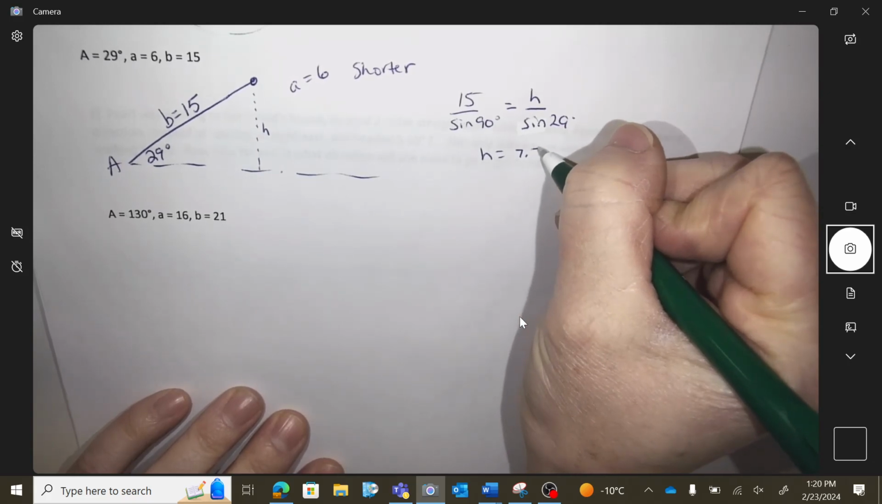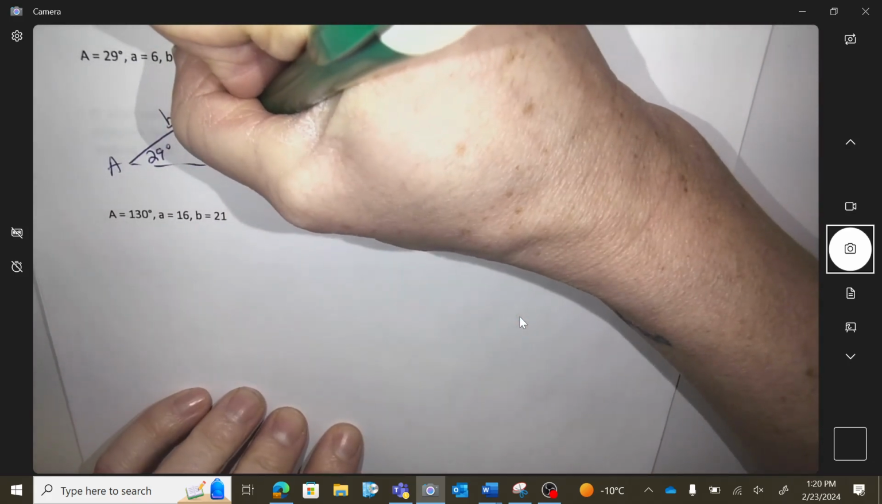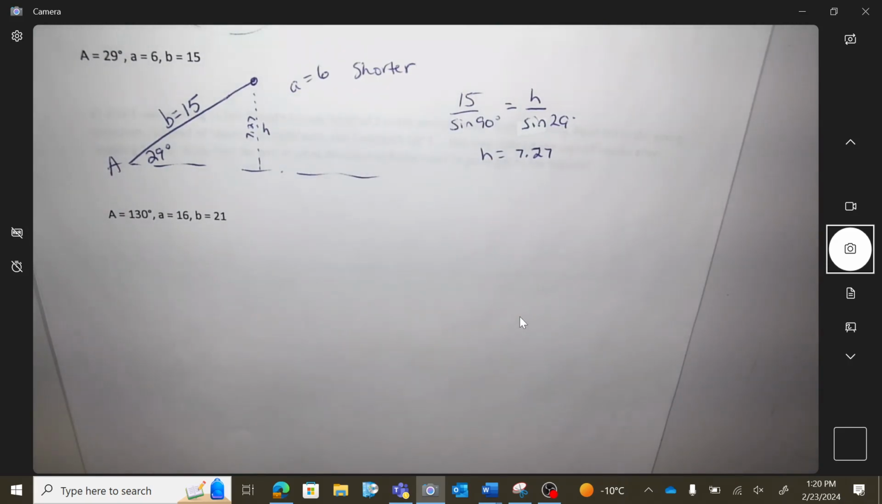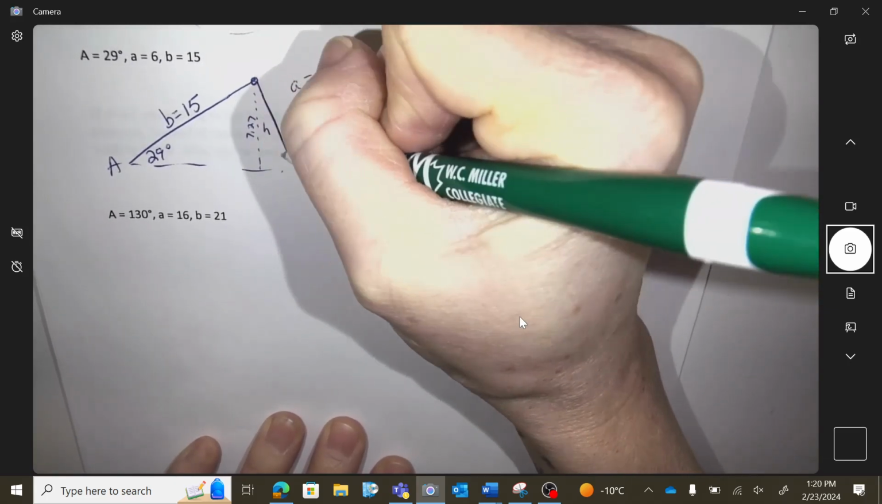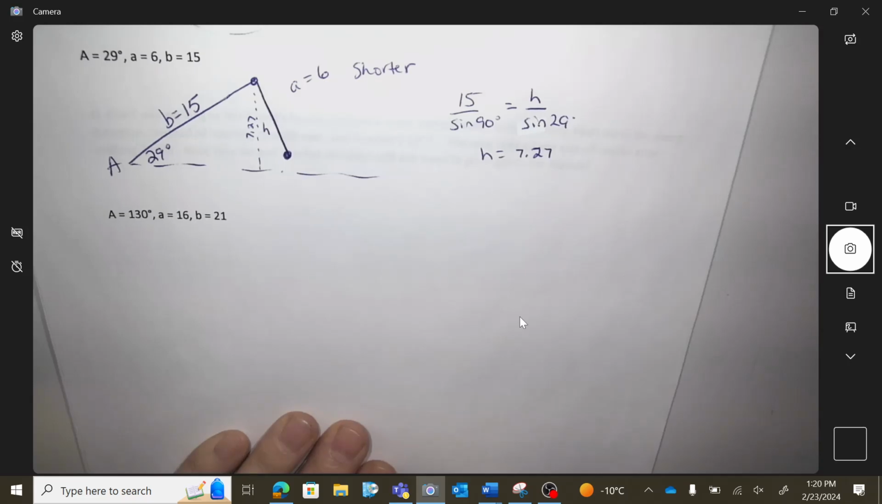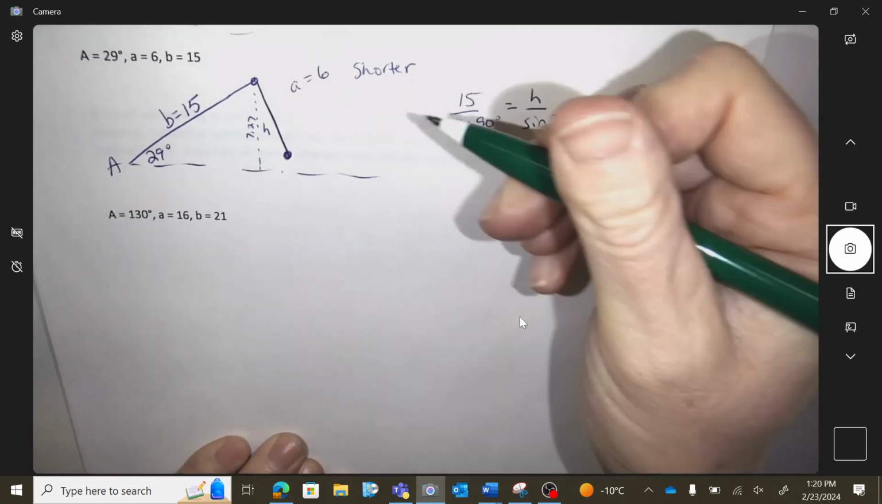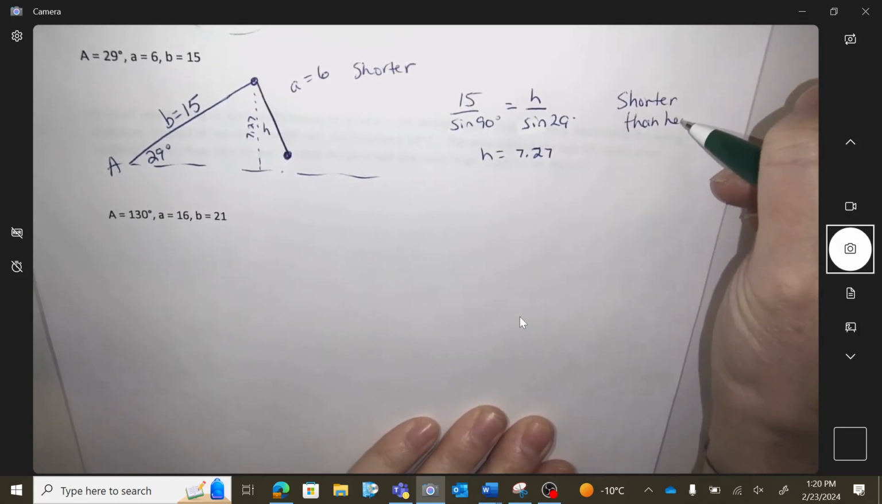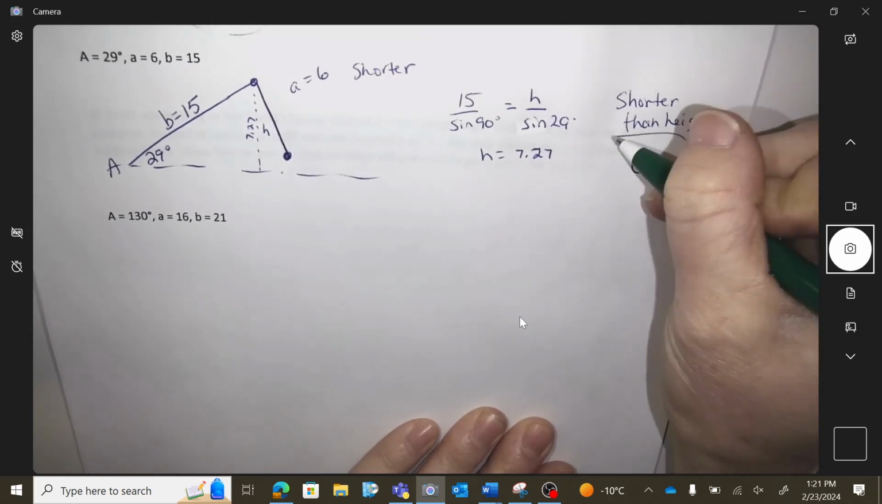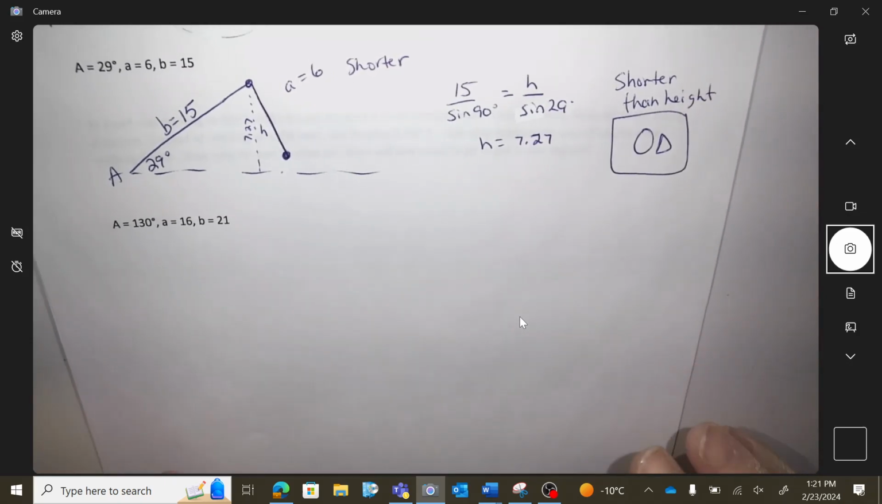I got 7.27. So how would 6 fit into all that? Where would 6 be in comparison to that? Would you agree that 6 just wouldn't even ever touch? So it ended up being shorter than the height itself. And if you're shorter than the height, you're never going to touch.